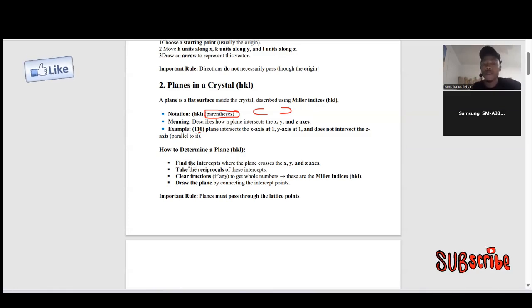Now, how do you determine this? You find the intercepts where the plane crosses the x, y, and z axis. Then you take the reciprocals of these intercepts, and you clear the fractions because we want whole numbers. Then you draw the plane by connecting the intercept points. But the important rule about planes is that planes must pass through the lattice points, the points which represent the actual atoms or molecules within the crystal lattice.